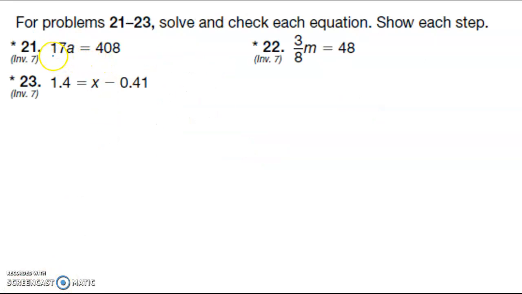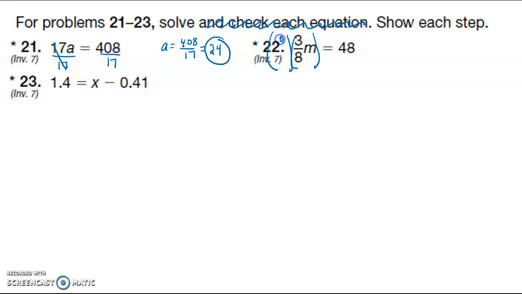Okay, 21, we're going to divide by 17 to find A. Again, we're going to solve these, but we're going to cross out the check portion because that tends to be confusing. So 17 cancels. I get A is equal to 408 over 17, which when I divide it out, I get 24. Again, hopefully you are pausing this so that you can attempt to solve these, and then just check your work with my work and make sure we both get the same answer.